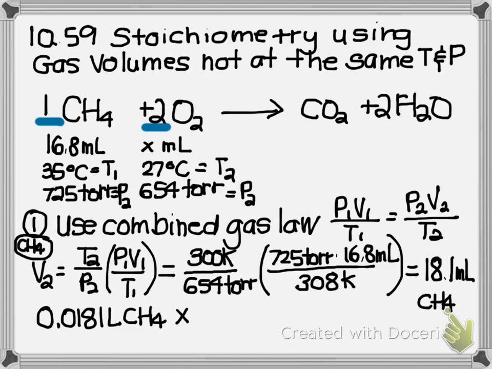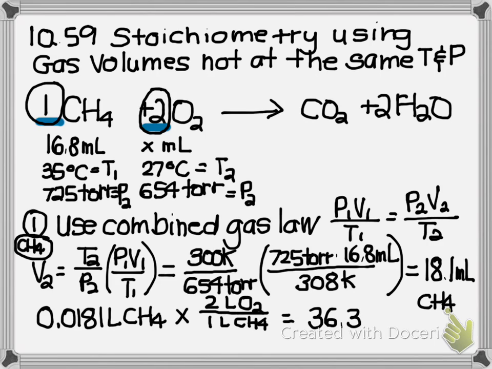Since my oxygen is now at the same temperature and pressure, I can just use the volume ratio. That's 2 liters of oxygen, because of the 2 here, the coefficient, for every 1 liter of methane, because of this one here. And so the amount of oxygen that would be required is 36.3 liters of oxygen.